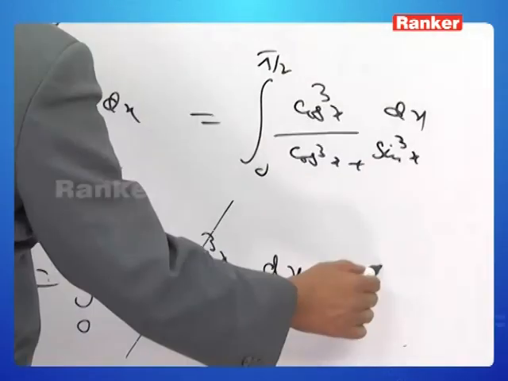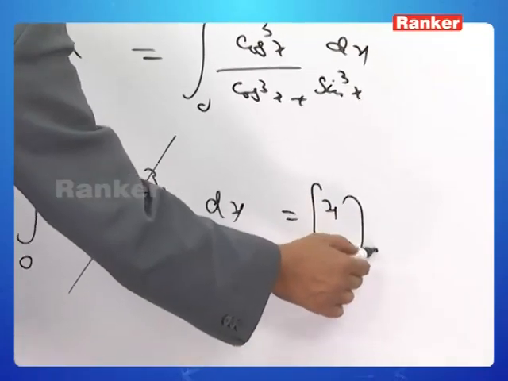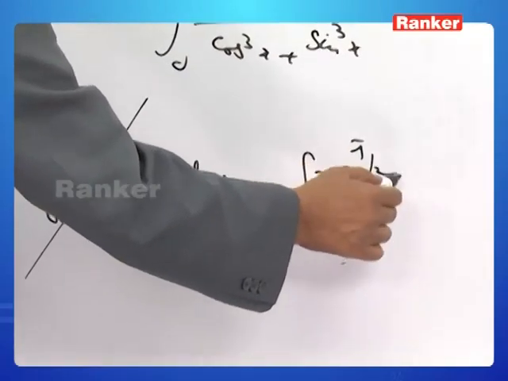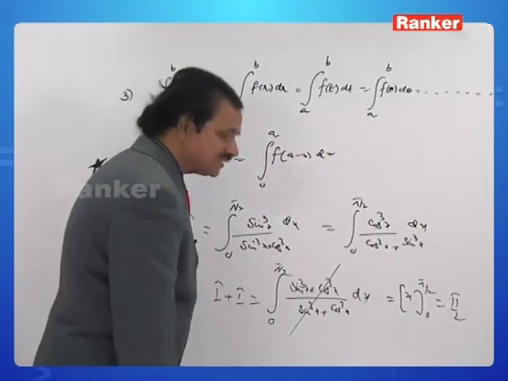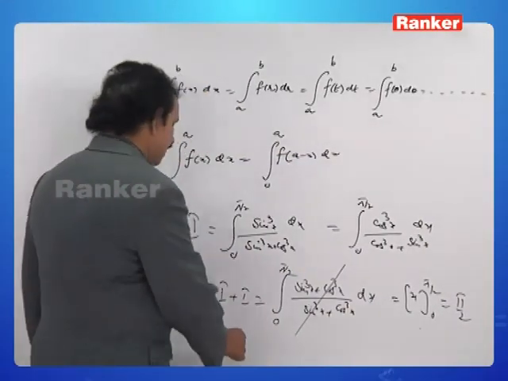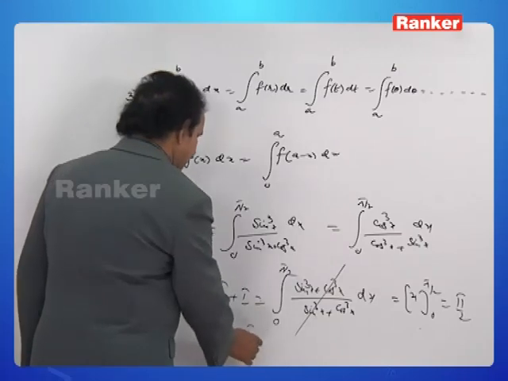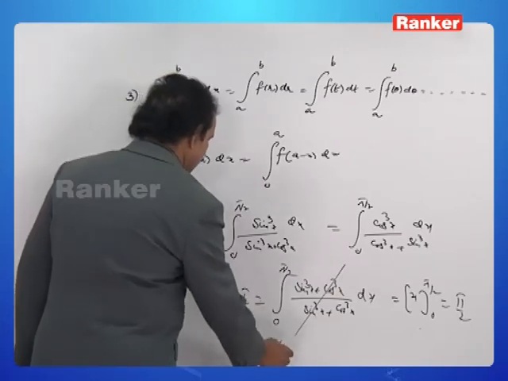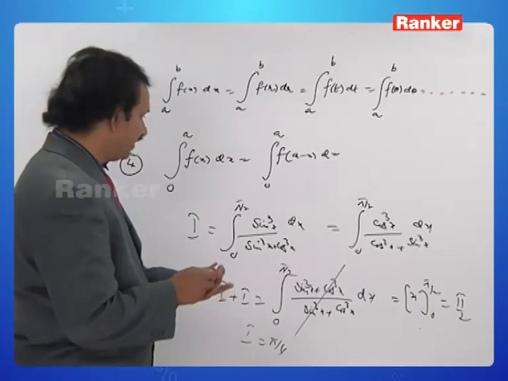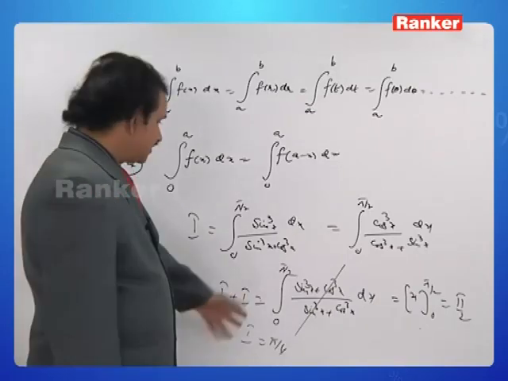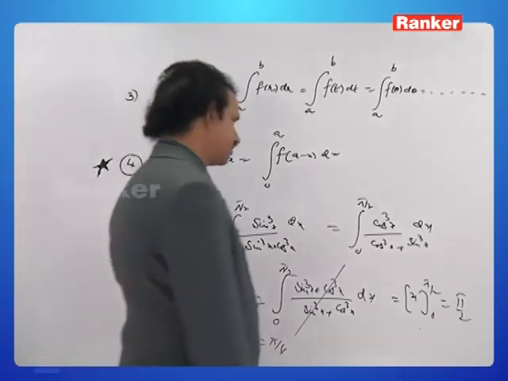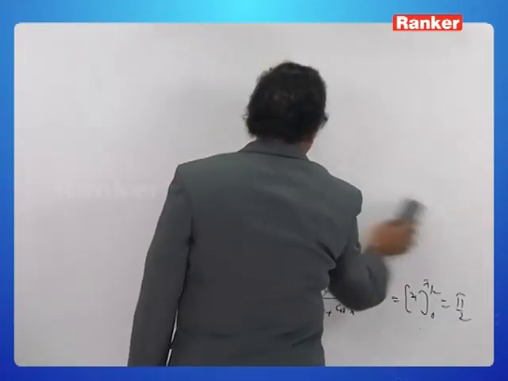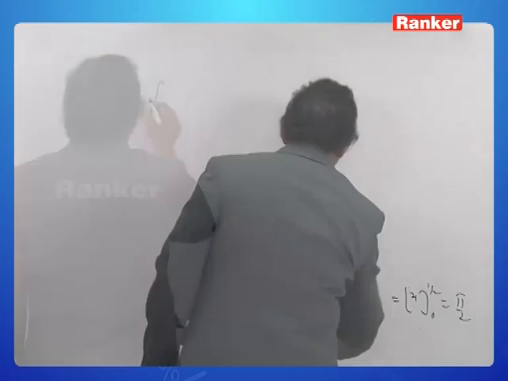So it is x between the limits 0 to pi by 2. Hence it is nothing but pi by 2 minus 0 or pi by 2. But what is I plus I? 2I. Therefore 2I is equal to pi by 2. Hence I is equal to pi by 4. Like this, the formula helps us a lot. Let us observe some more applications of this formula.